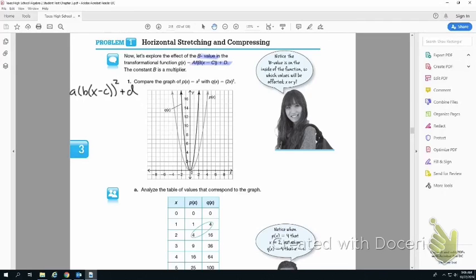Looking at that first graph, you've got the parent function, which is the one that is in gray, the wider one. And then you've got q of x, which is 2x squared, but written like that. Make sure you know that the 2 is inside the set of parentheses, which makes it the b value. If it did not have the parentheses, what would that 2 be? The a value. Okay? With the parentheses, that makes it a b value.